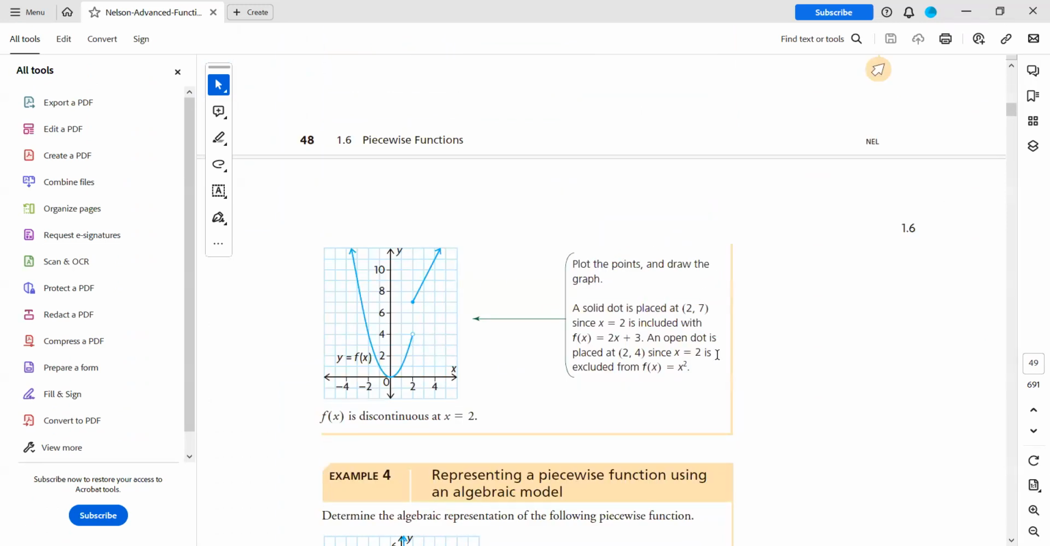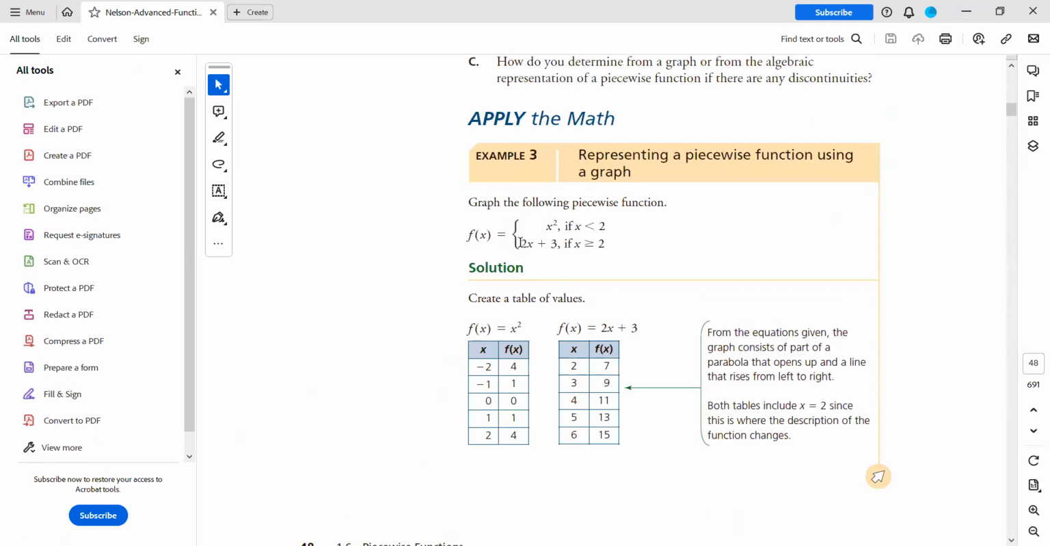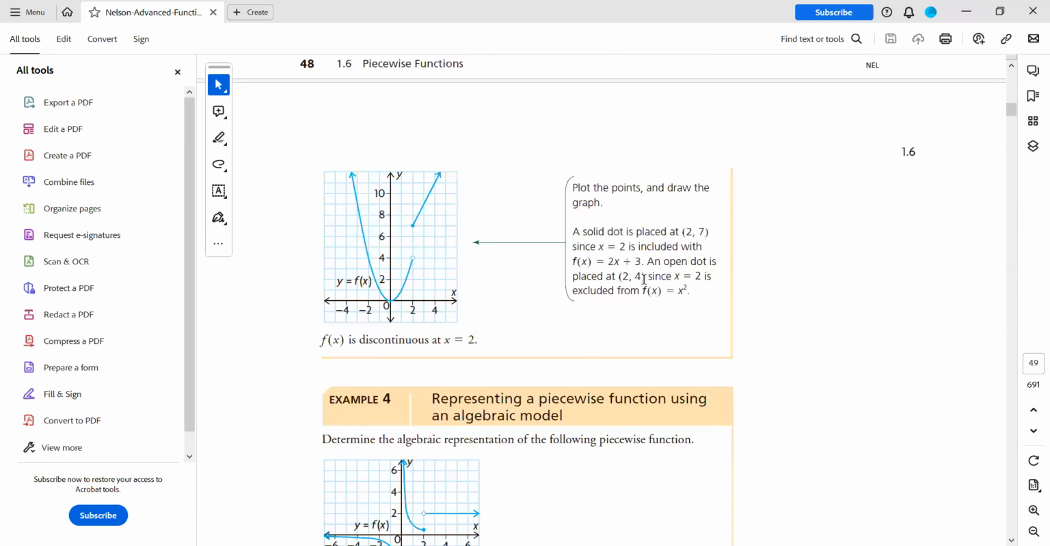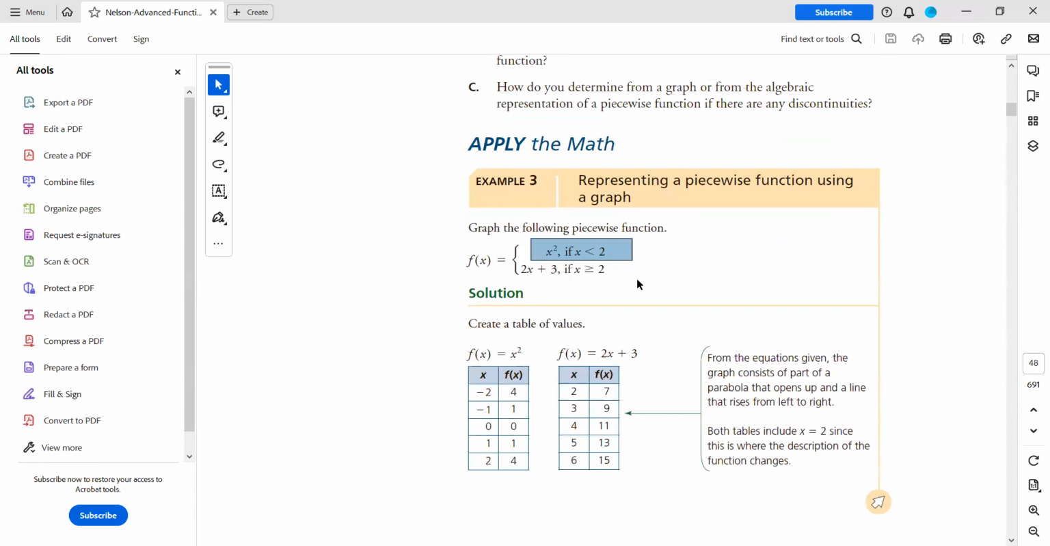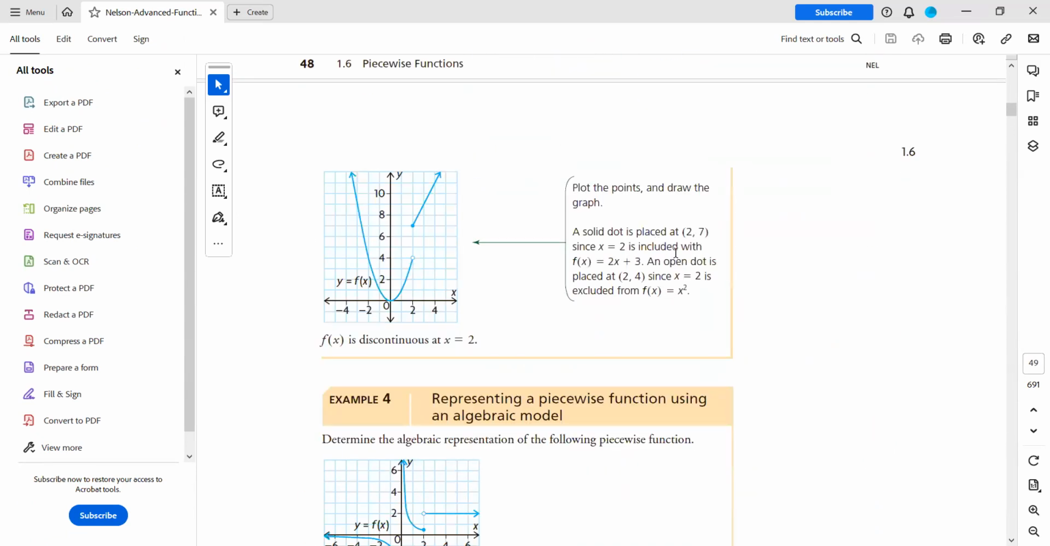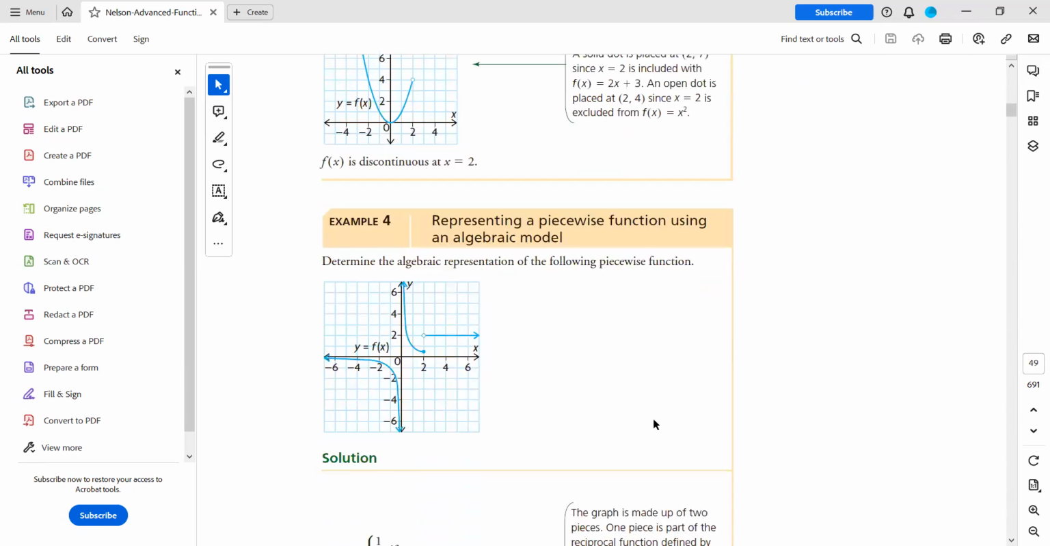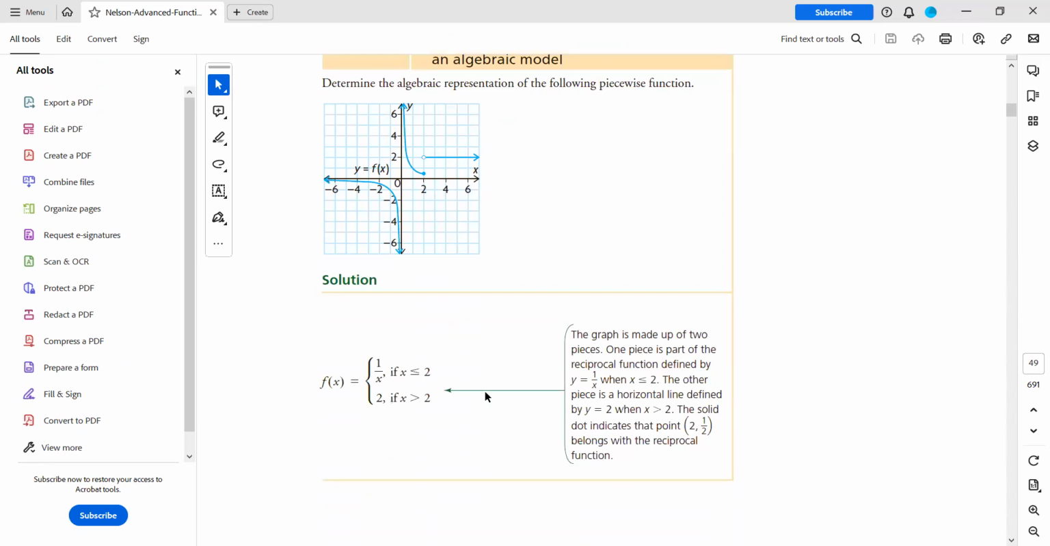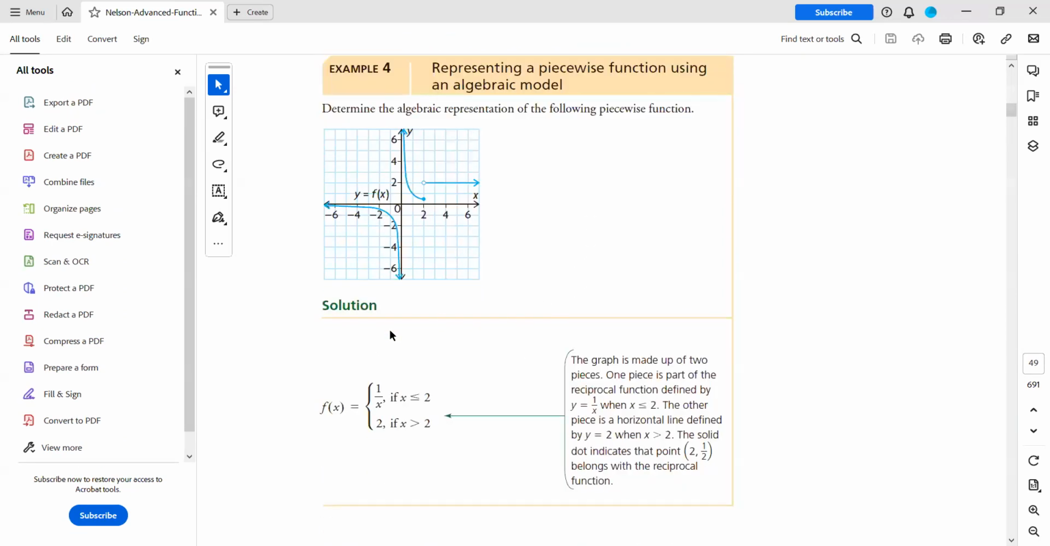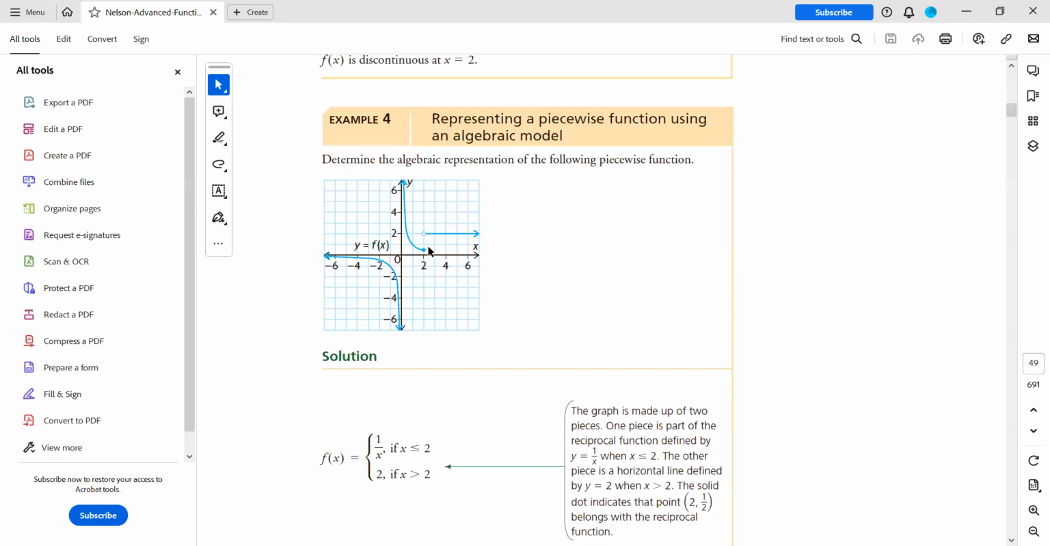A solid dot is placed at (2, 7), since x equals 2 is included in the second piece of our function, right? x greater than or equal to 2. But the first piece of our function does not include 2. An open dot is placed at (2, 4), since x equals 2 is excluded from f of x equals x squared. Isn't that great?